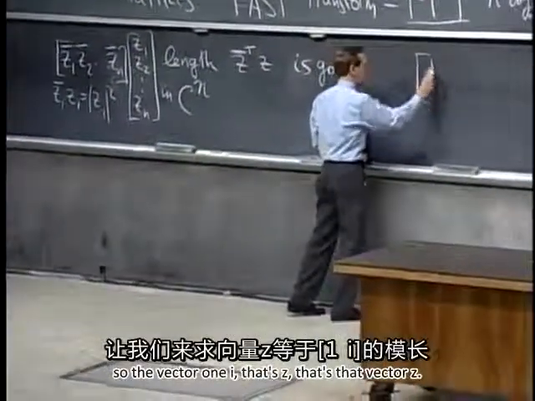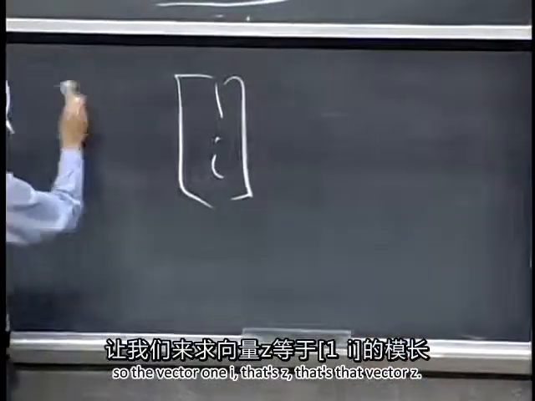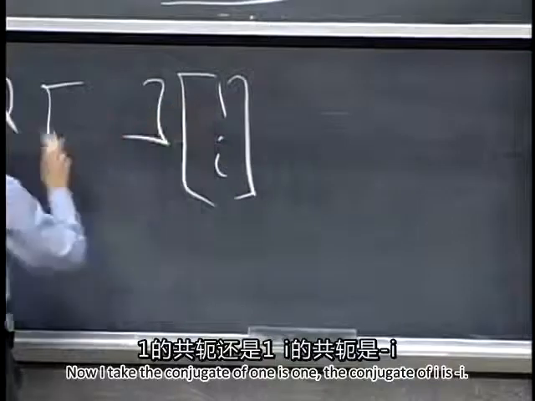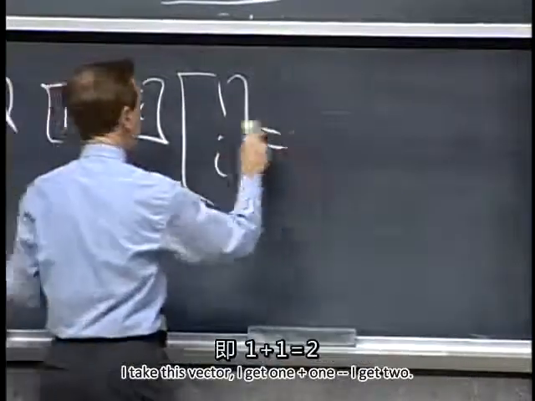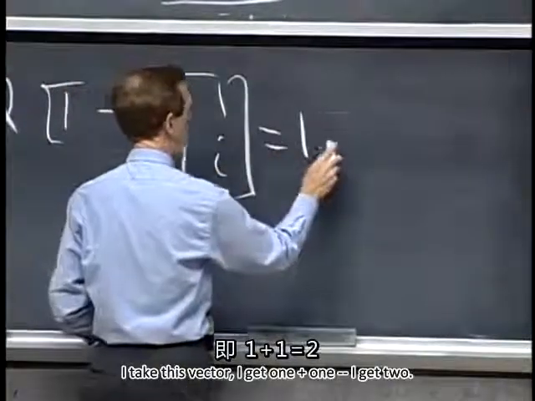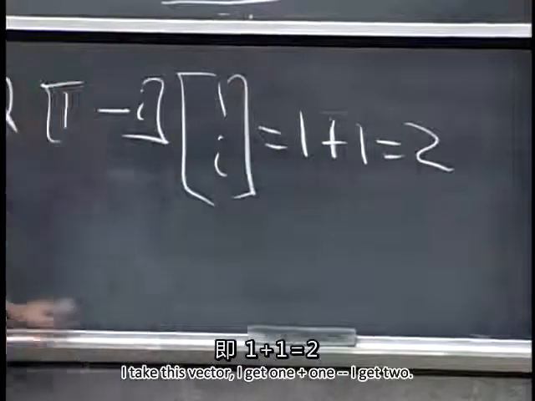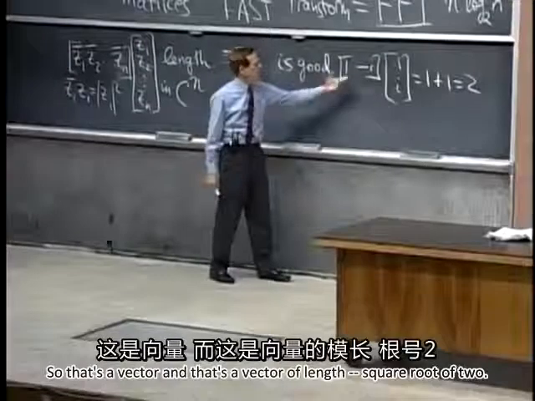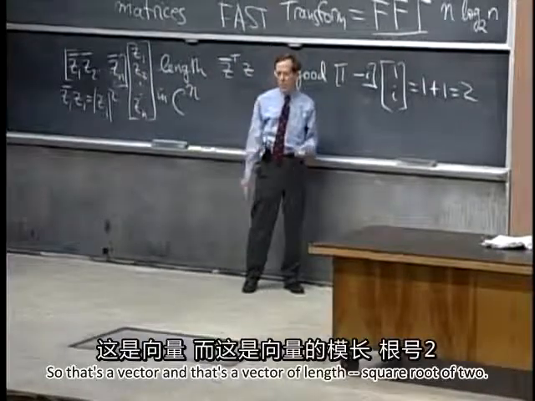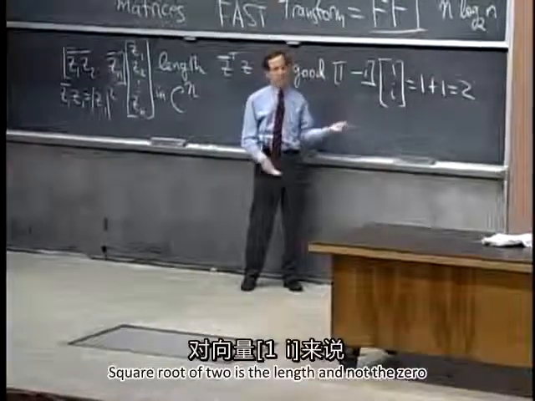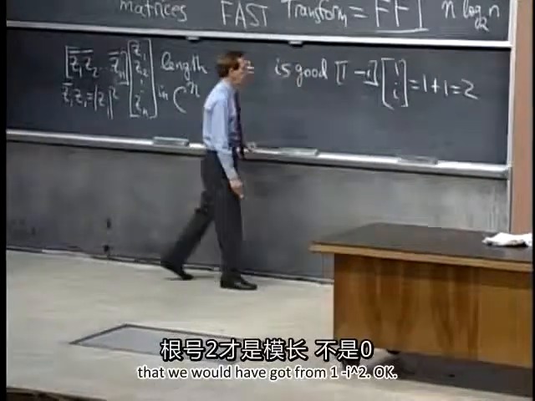So the vector (1, i), that's z. Now I take the conjugate: the conjugate of 1 is 1, the conjugate of i is minus i. I take this vector and get 1 plus 1, I get 2. So that's a vector of length square root of 2. Square root of 2 is the length, and not the 0 that we would have got from (1 minus i) squared. Okay.